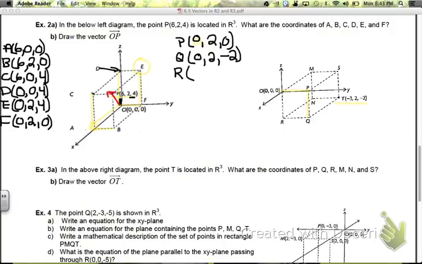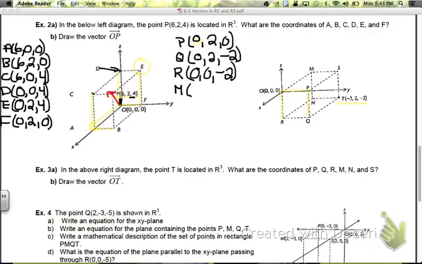Next point we can look at is R. R again is at the front of our shape here, so I don't need to move at all on my x-axis. It is on the same side as my origin, on the left-hand side, so I don't need to move on my y-axis either. However, it's right below my origin on my z-axis, so it's going to be moving down -2. So my point becomes 0, 0, -2.